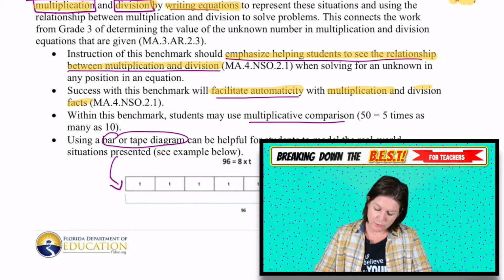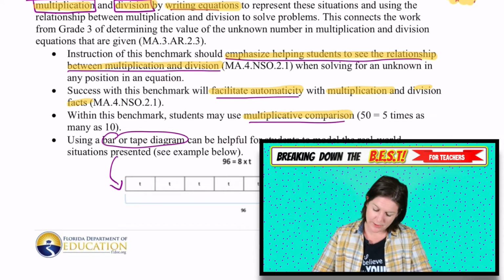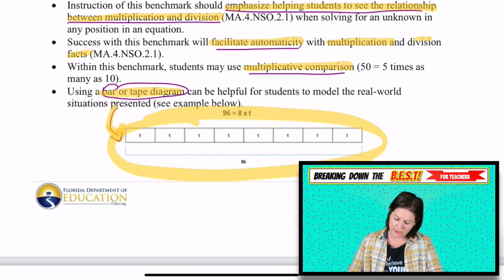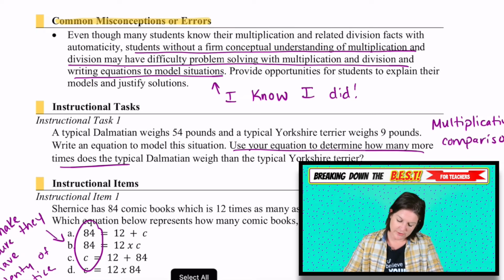We may use multiplicative comparisons, and a great diagram would be a bar or tape model, just like below right here to show that. Some common errors: students without a firm conceptual understanding of multiplication and division may have difficulty problem solving with multiplication and division and writing equations to model situations.